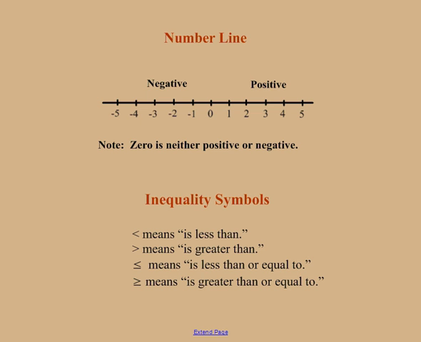Then we have the inequality symbols. Less than, greater than, less than or equal to, greater than or equal to. It's important to note that the equal to symbols have the greater than or less than symbol along with a line underneath them indicating also equal to.